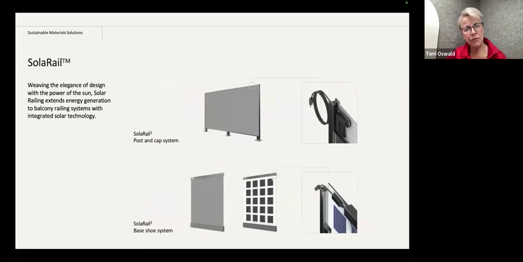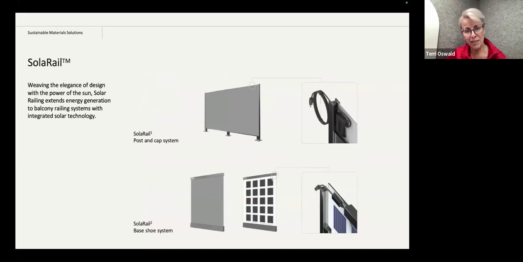There are a lot of different applications for this technology. Cladding is by far the largest area of opportunity. But aside from cladding, there are other areas where you can apply this technology. And solar railing is another area of large opportunity, depending on the size of the building.